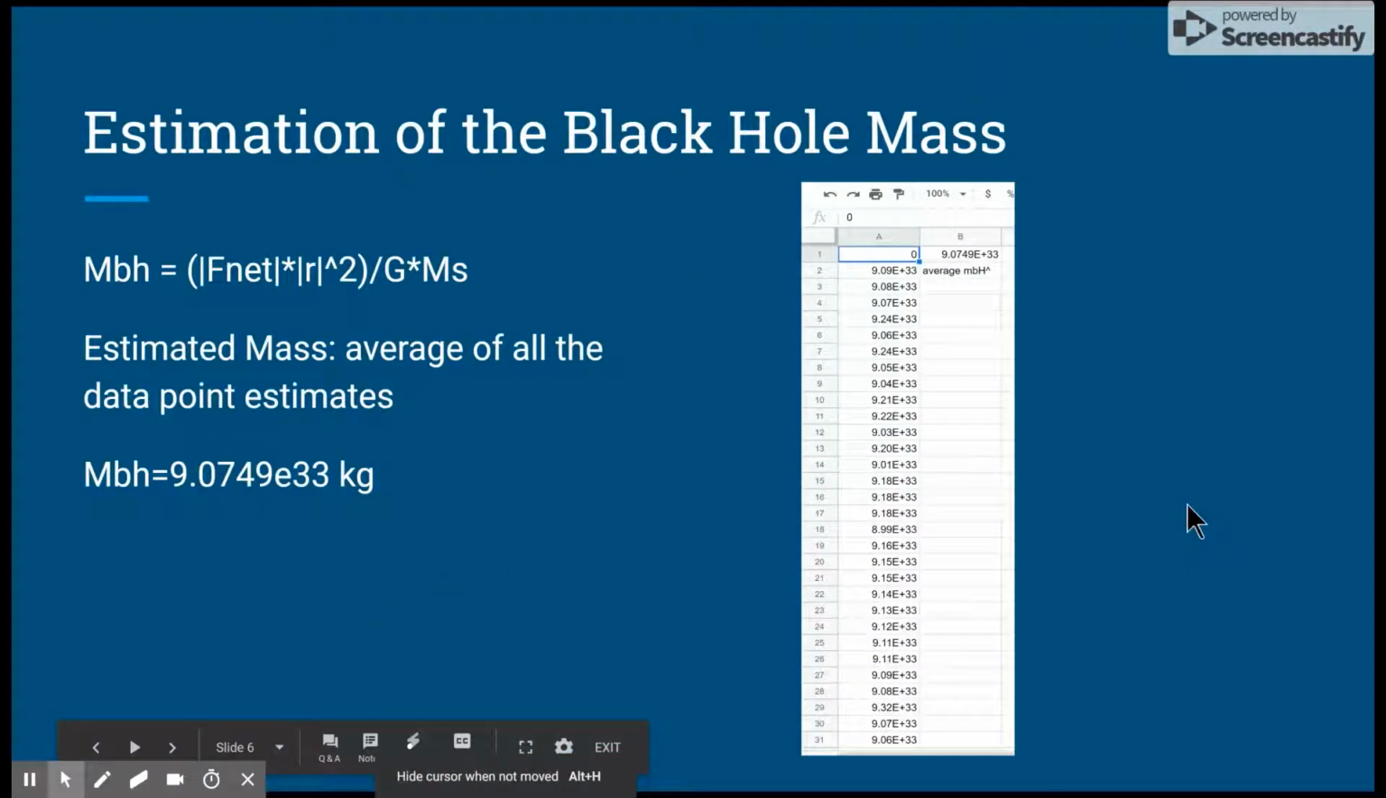The model generated an estimated mass for each data point, so I found the average of all of the estimated masses of the black hole using Excel. The estimated mass of the black hole that I found is ultimately 9.07 times 10 to the 33 kilograms.